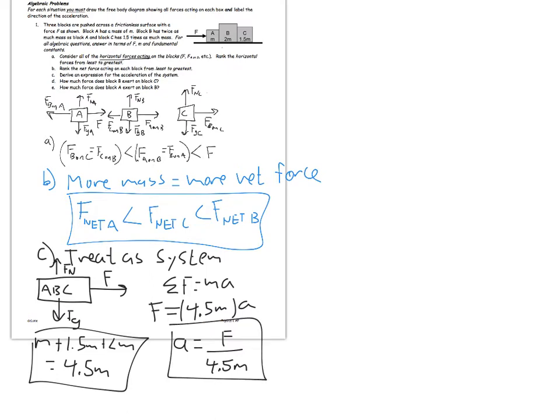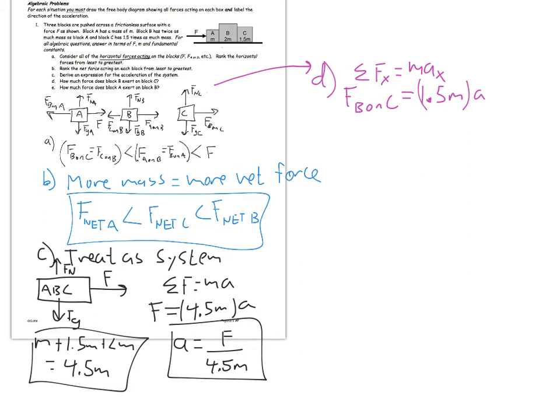Moving on to part D, we want to know how much force block B exerts on block C. For that one, I'm going to focus only on the forces acting on block C. And I'm going to write my F equals ma based off of those forces only. So in the x direction, on block C only, I have the force of B on C. And that's going to be equal to the mass here, which is 1.5 m, times the acceleration.